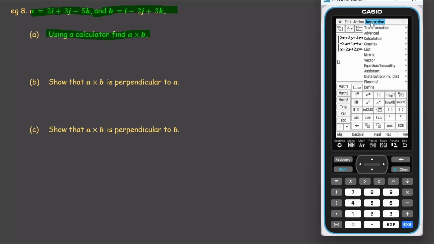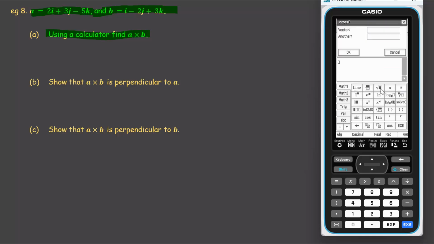Now, with things that I don't do very often, I tend to go in the interactive. We've got a vector and we've got something called cross P, and then we put our two vectors in. Now, you have to enter these vectors in square brackets. And other than that, you put them in like coordinates.